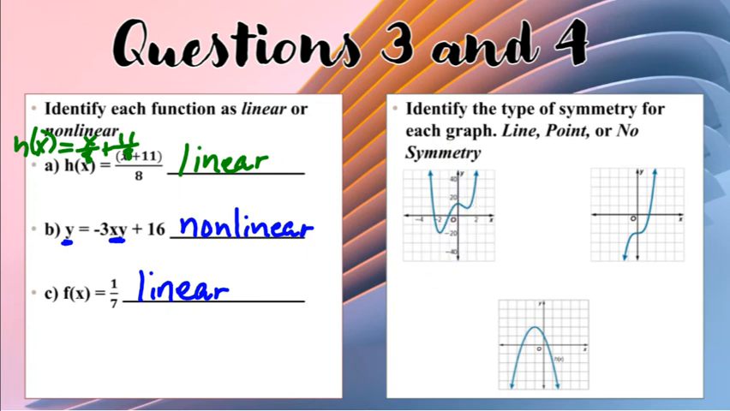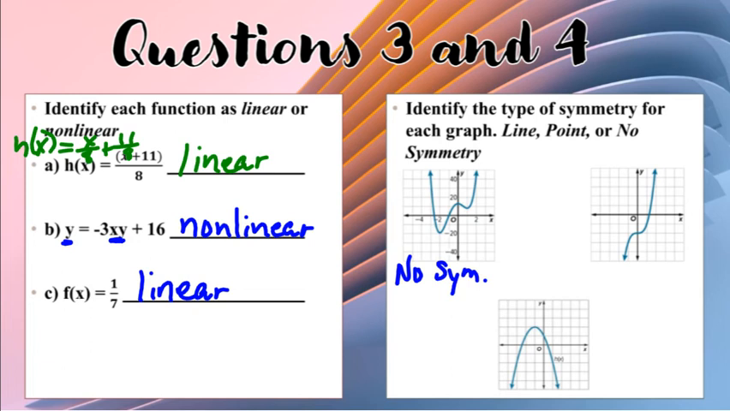We could pick a point. If I pick a point here and then rotate this all the way around, try to match up with that, that still would not match up. So it cannot be point symmetry. So this one has no symmetry.